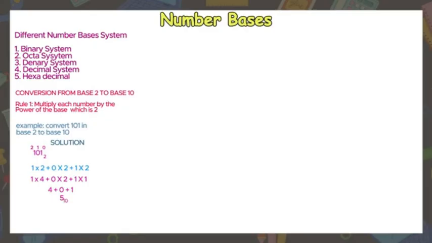Then you can also convert, rule number 2, from base 10 back to base 2. What do you do here? The rule says you divide by the base given. Now 5 in base 10, for example, you want to convert it back to base 2. Back to base 2, you divide by 2.